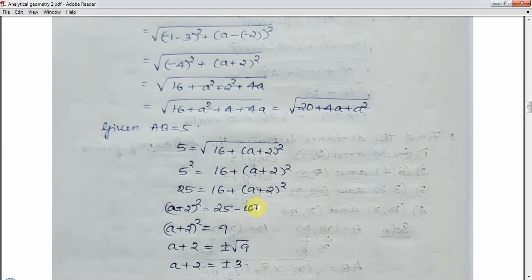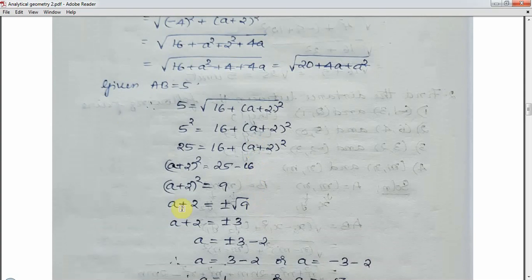Because I have a square root and it does not look nice, that square root I will square on both sides, so that square and square root get cancelled on the right hand side. So 5 square is equal to 16 plus a plus 2 whole square. 5 square is 25. Then a plus 2 whole square, I will keep as it is, 16 I will shift to the other side, becomes 25 minus 16, that is equal to 9. Now I will take the square root.